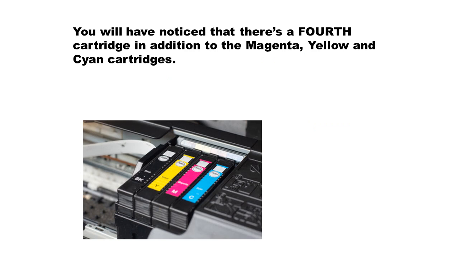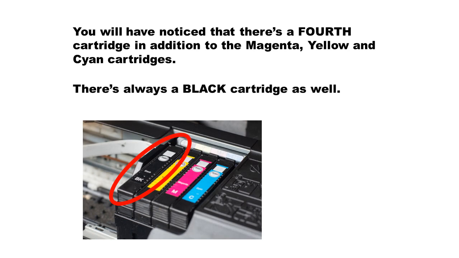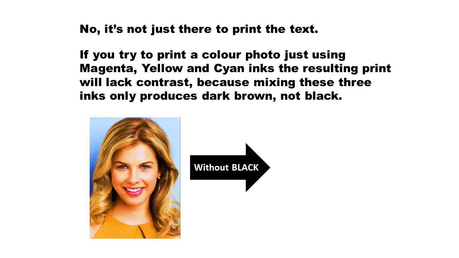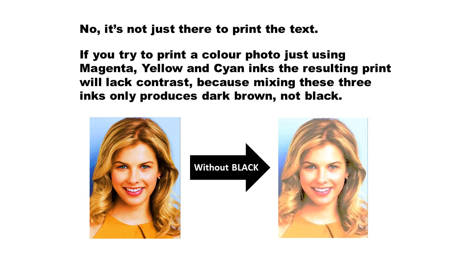Now you'll no doubt have noticed that there's a fourth cartridge in addition to the magenta, yellow and cyan cartridges. There's always a black cartridge as well. No, it's not just there to print the text. If you try to print a colour photo just using magenta, yellow and cyan inks, the resulting print will lack contrast because mixing these three inks only produces dark brown, not black.